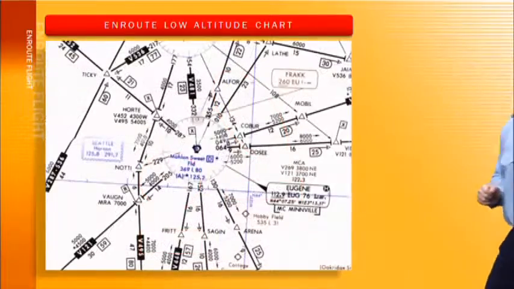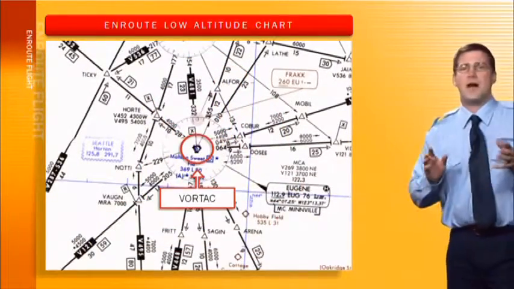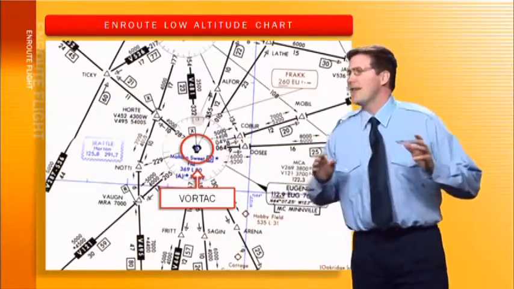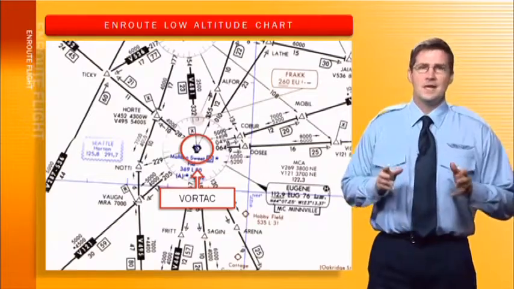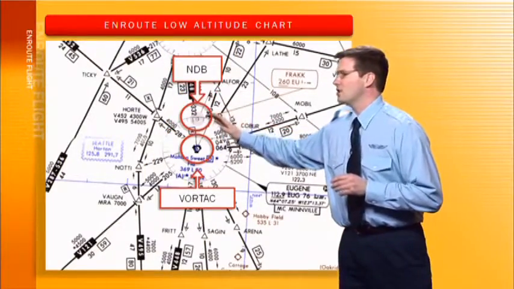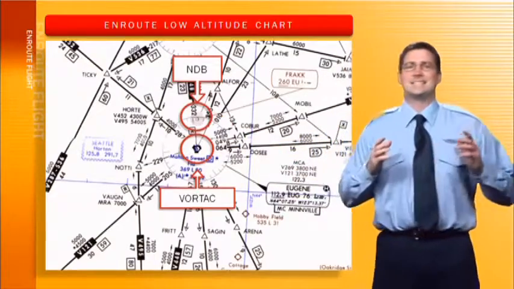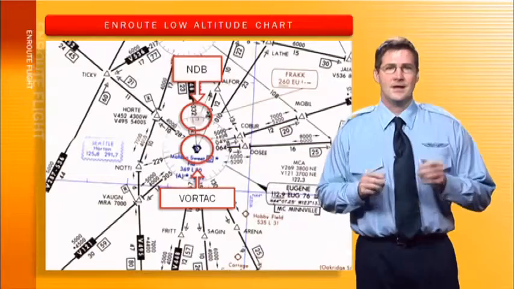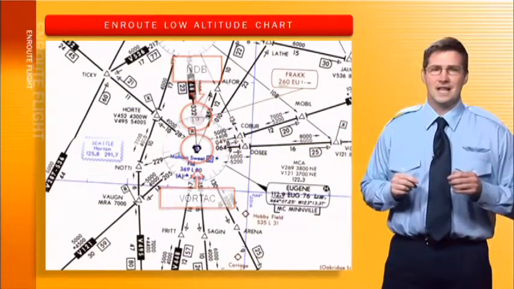Let's take a look at some more symbols. Here we show a VORTAC, which is a combined VOR and TACAN. You can see that right in the middle. It looks a lot different than a VOR DME. And here we show an NDB, which is easy to distinguish on this chart with its different color, its distinctive dot pattern, and the barb pointing to magnetic north. Now that's a good segue to our next slide.